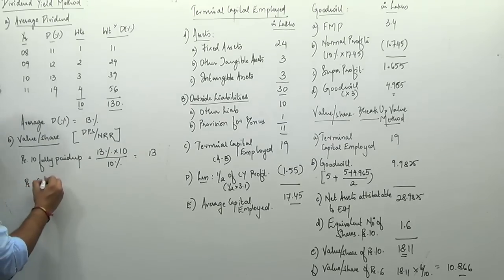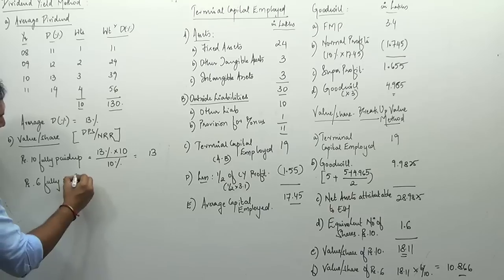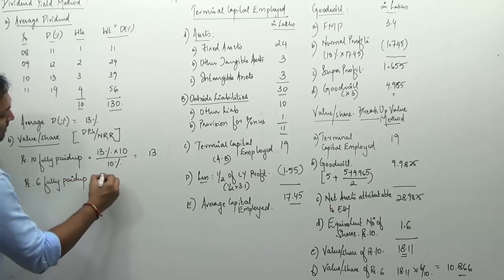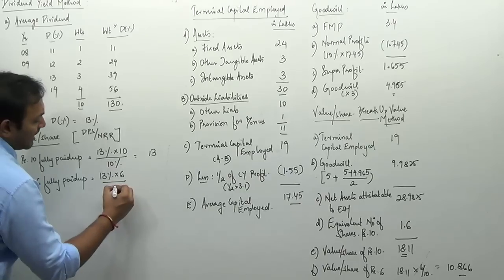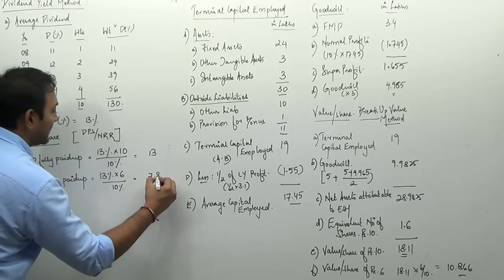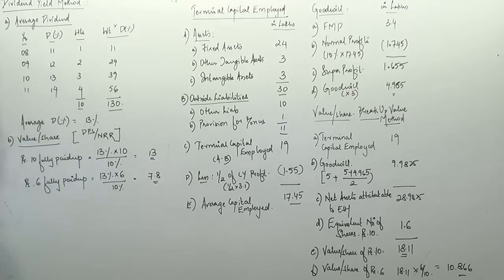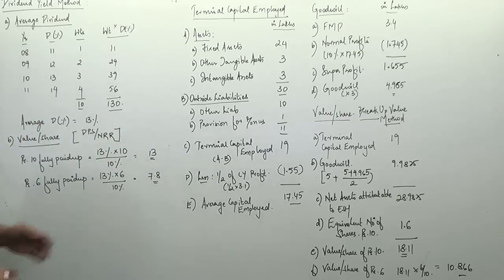Value per share of rupees 6 fully paid up. Dividend on 6 rupees share, dividend per share, NRR being 10%. This will give you 7.8. Intrinsic value method calculations, dividend yield method calculation. Take a simple average, you get fair value.